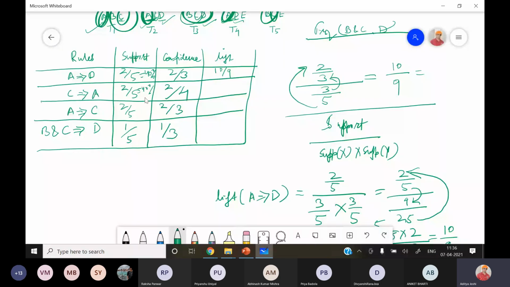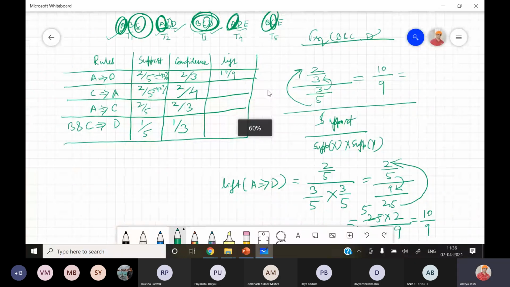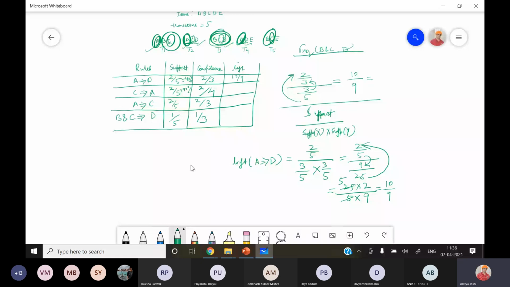Now calculate for C implies A. Calculate C implies A. 5 by 6 is coming. Then calculate for A implies C. What is the answer for A implies C?